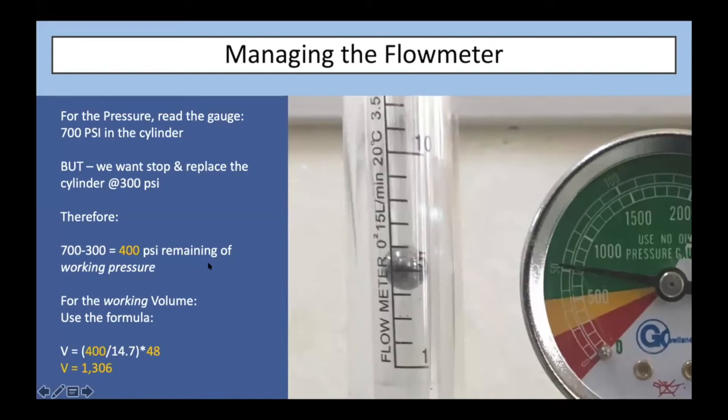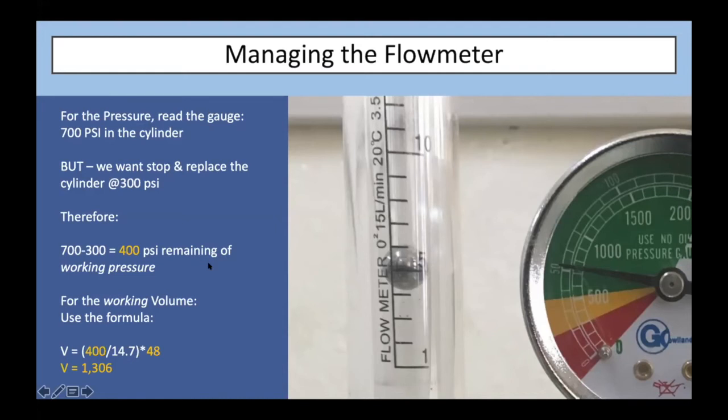For the working volume, we would use a slightly adjusted formula, having subtracted that 300 PSI, meaning that the volume of oxygen that you have left to use is 400, not 700, divided by 14.7, multiplied by 48. That volume will tell you you have 1,306 liters of gaseous oxygen left in the cylinder.